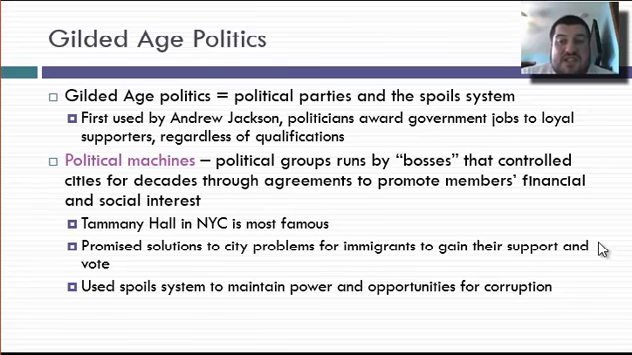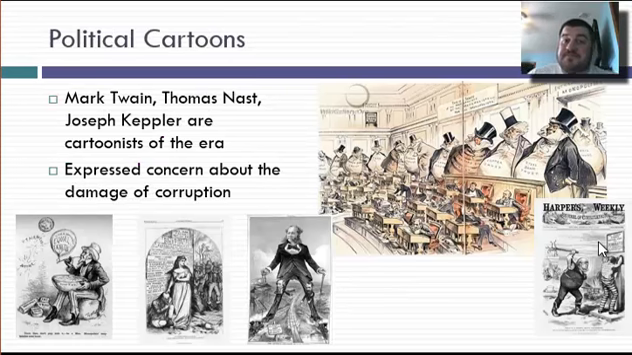They promise solutions to the city's problems to get immigrants to vote for them, but then they don't really deliver on them. And they use the spoils system to maintain the power and opportunities for corruption.